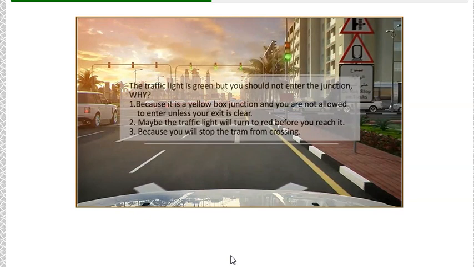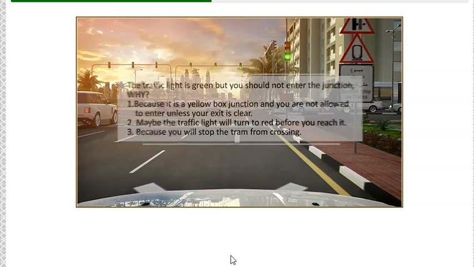The traffic light is green but you should not enter the junction. Why? Because it is a yellow box junction and you are not allowed to enter unless your exit is clear. Maybe the traffic light will turn to red before you reach it. Because you will stop the tram from crossing.